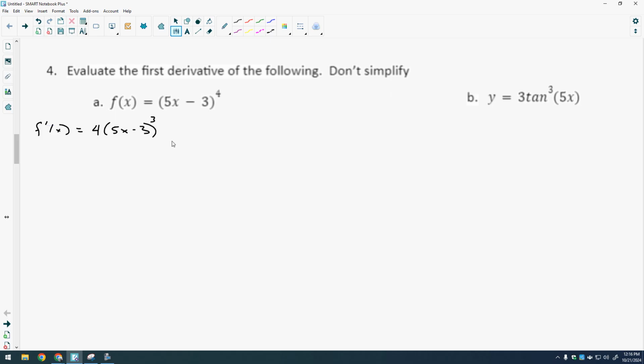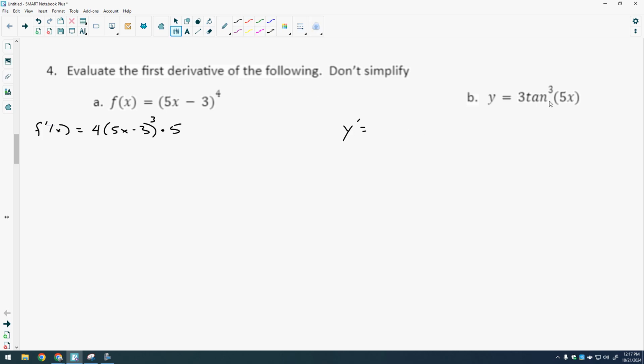Decrease the exponent by 1. Multiply that by the derivative of the inside function. The derivative of 5x is just 5. The derivative of 3 goes away, and there is my f prime. You do not need to multiply and get 20 and so on. Just, you're done. Okay, b. y prime equals. I can see a bunch of stuff going on. I'm going to slide further over.